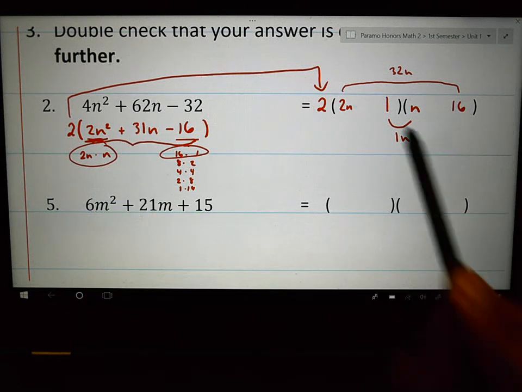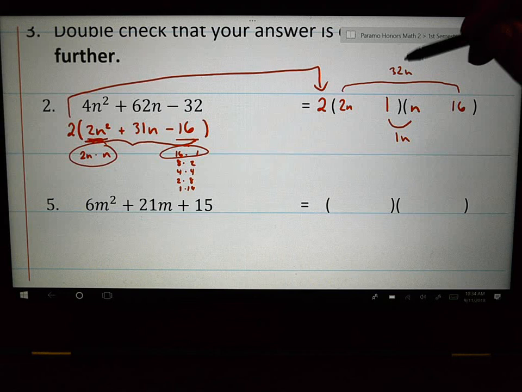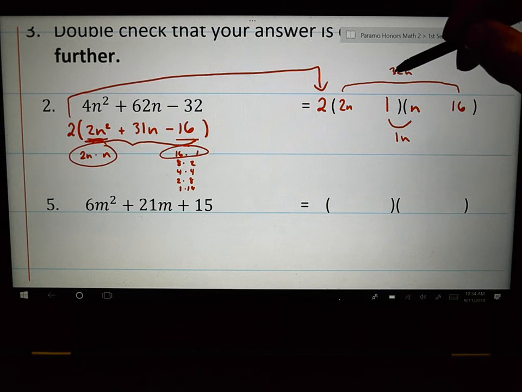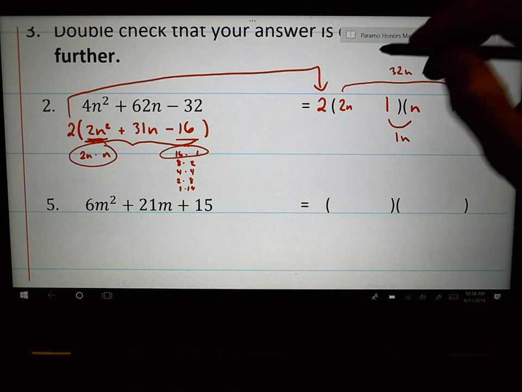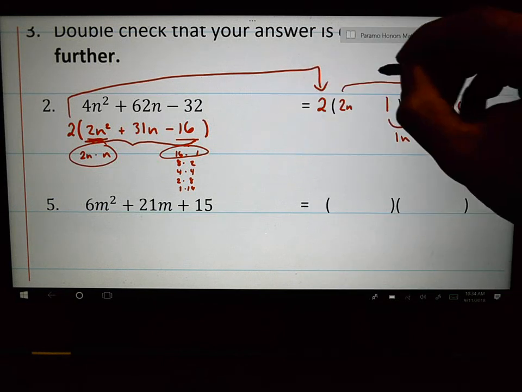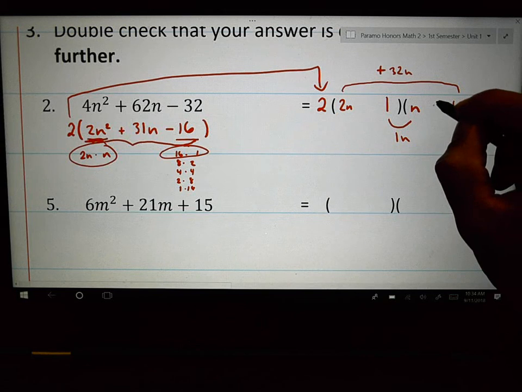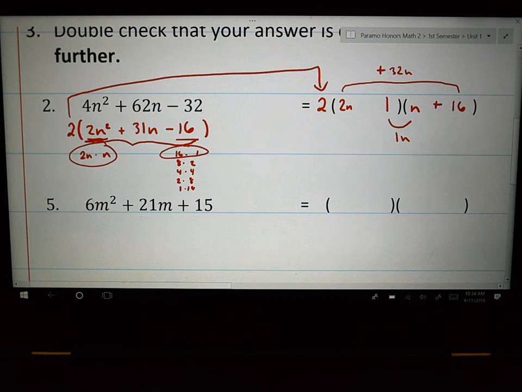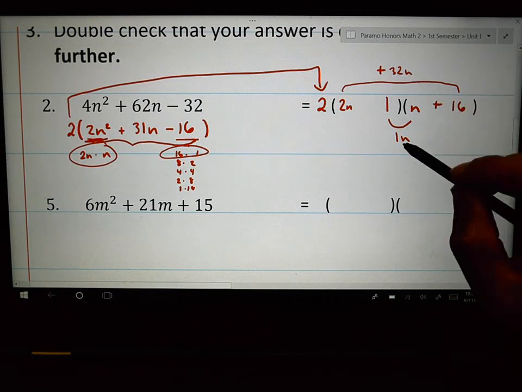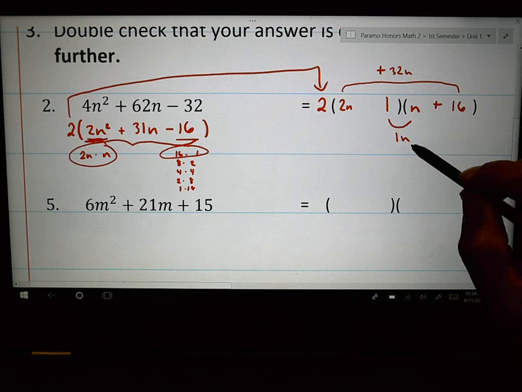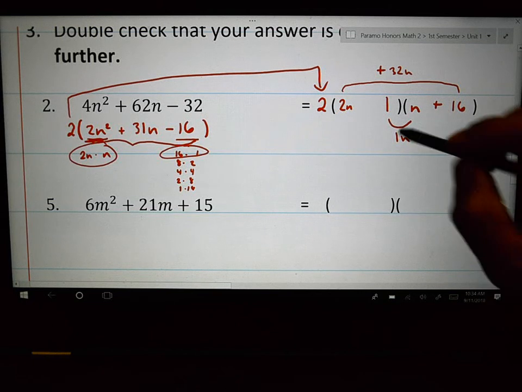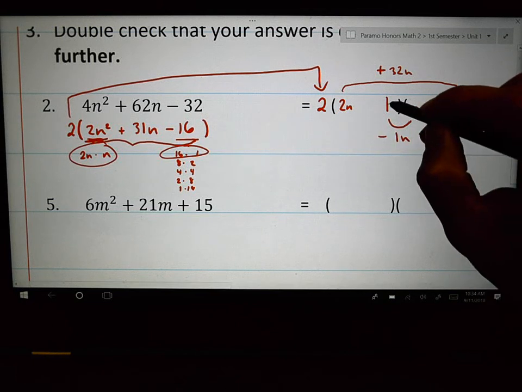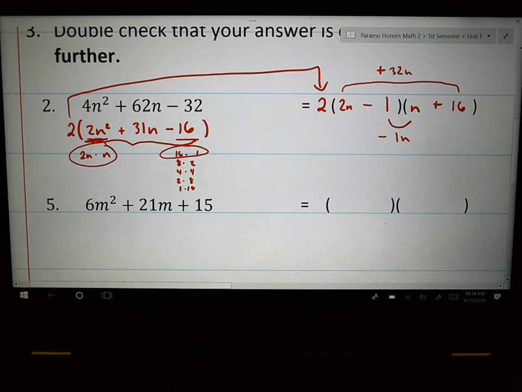That would only work if this 32 was positive or negative. Let's go ahead and say it out loud. Positive. Which means your 16 should be positive. It would only work if this 1n was positive or negative. Say it out loud. Negative. Which means that this 1 should be a negative there.